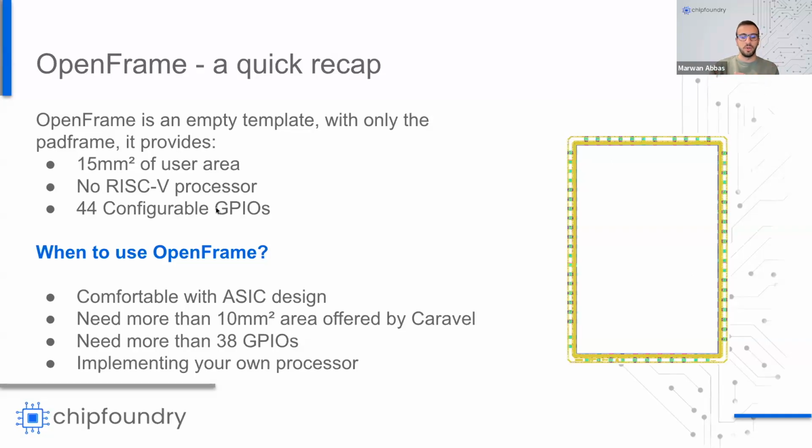When to actually use OpenFrame. So you use OpenFrame definitely if you're comfortable with ASIC design, because it is a bit more complex than Caravelle. So Caravelle is very user-friendly for someone that is not very comfortable with ASIC, or it's the first time to tape out. And if you need more space or more GPIOs. And also, we've seen cases where you would want to create your own processor, and you want to take the whole space. So that's another opportunity for you to use OpenFrame.